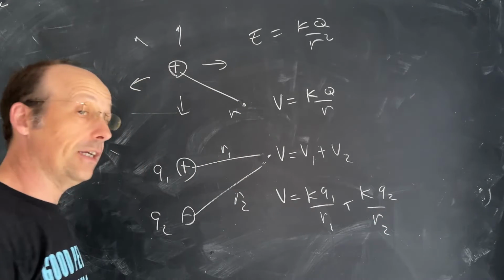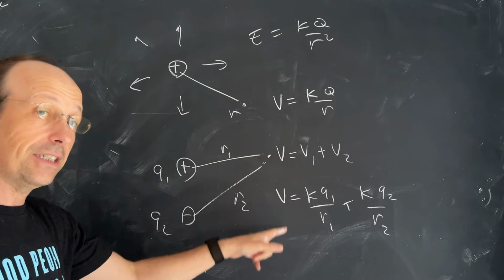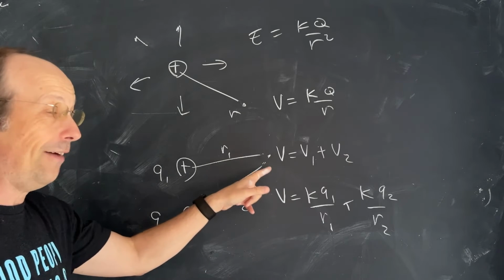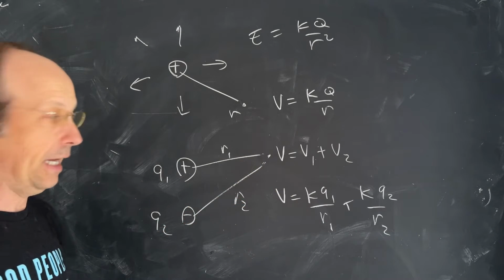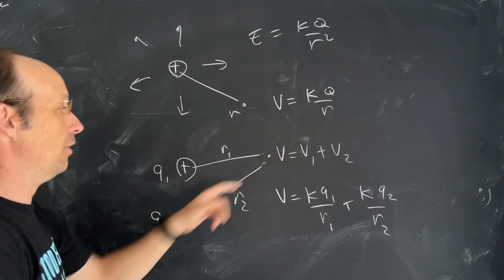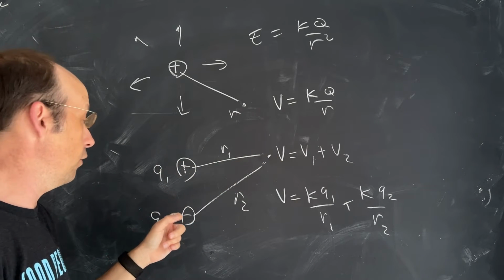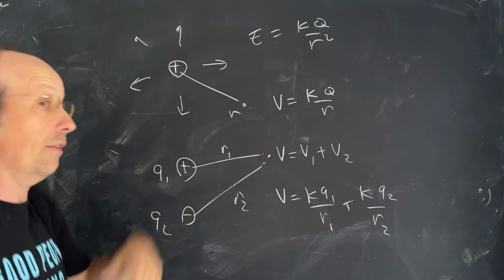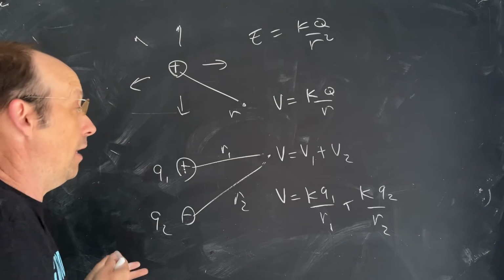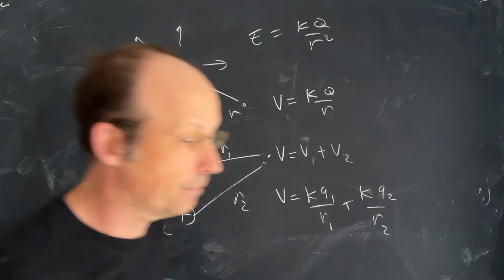The big difference here is that the potential is a scalar value, so I don't have to worry about directions and stuff like that. Whereas if I wanted to find the electric field at this point, I'd have to find the vector value of the electric field due to this one, the vector value of the electric field right there, and then add them as vectors. So you don't have to do that when it's electric potential.